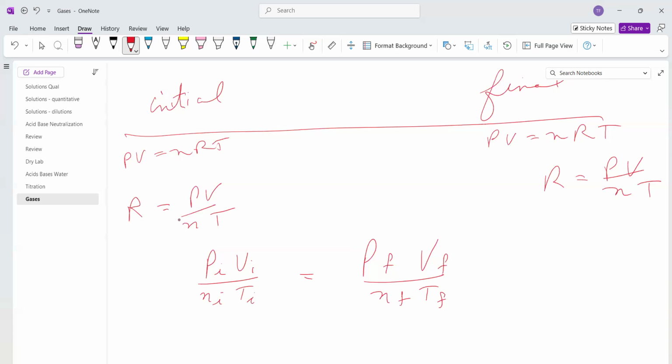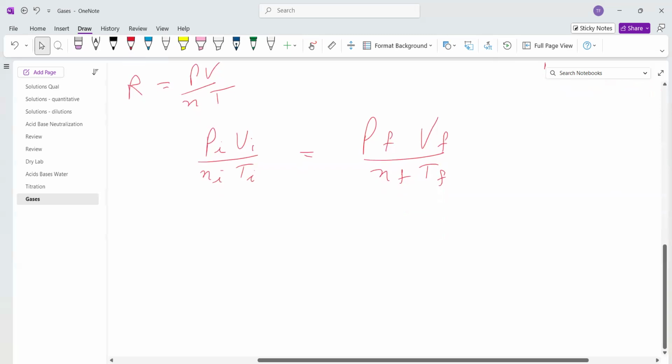So now if we have an initial pressure and it changes and these others remain constant, then we know what's going on. If nothing comes in or out of the enclosure, then n is going to remain the same. Temperature could remain the same if you maintained it. So let's look at a problem where the conditions change.